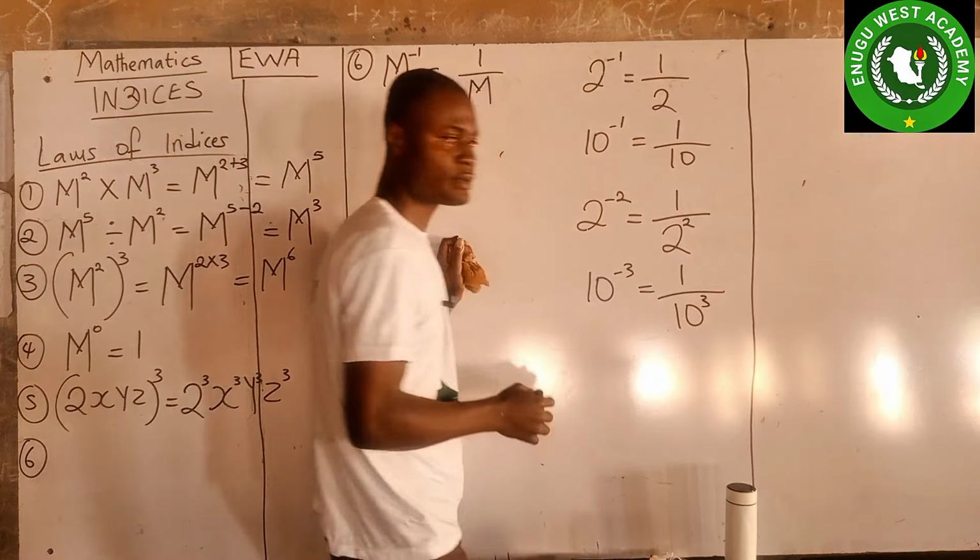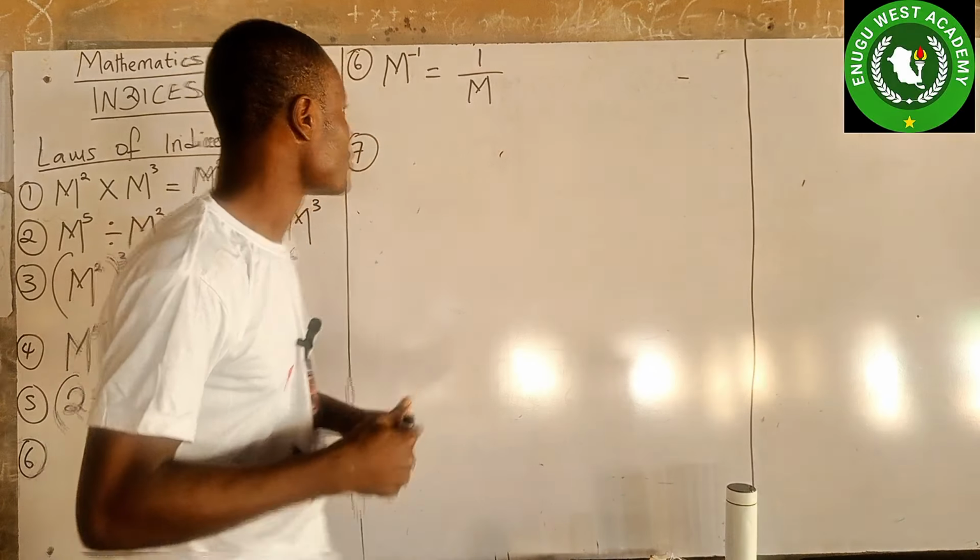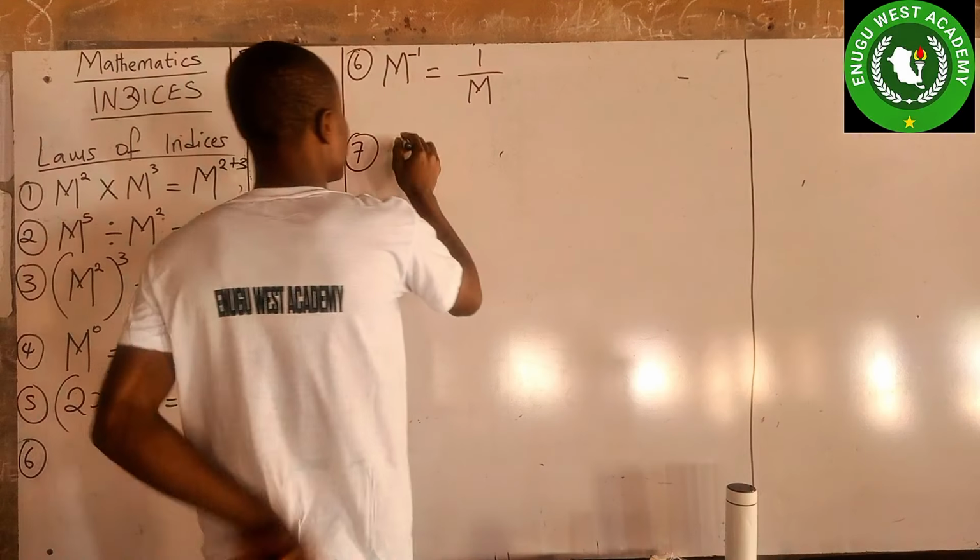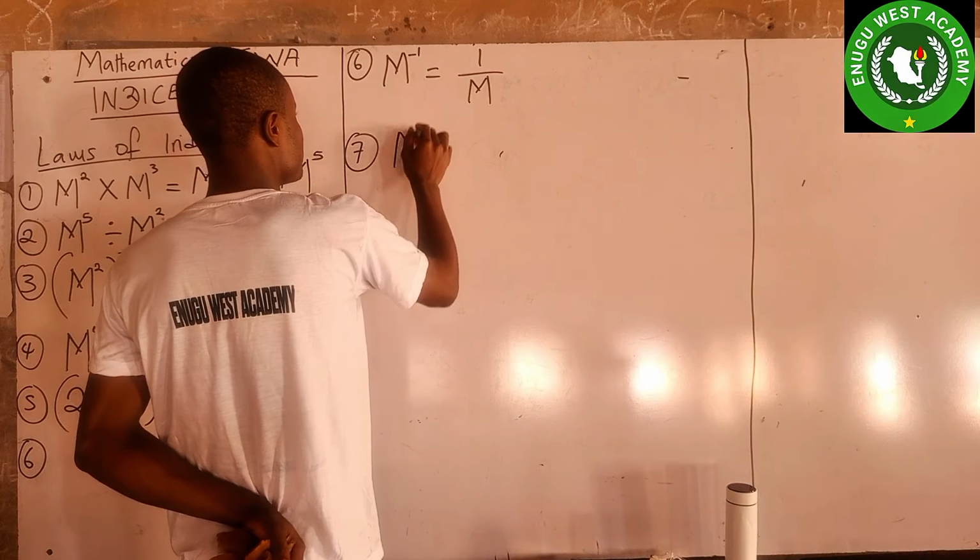So we have the 7th law. The 7th law is called root power. Now, in this root power, if we have m raised to power 1 over 2, this will be equal to m raised to power 1 over 2.